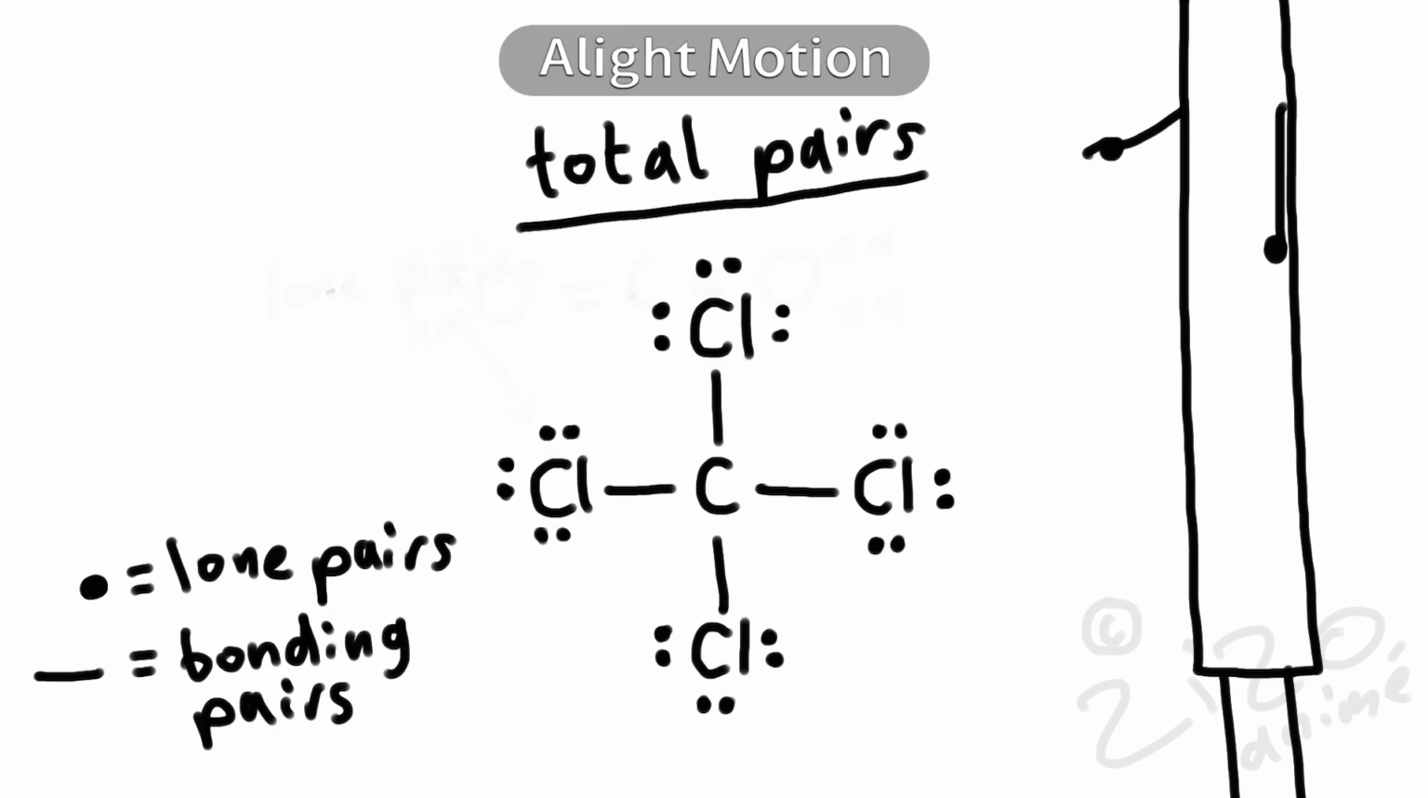These are the pairs of valence electrons shared between two atoms in a covalent bond. Lone pairs are the pairs of valence electrons that aren't shared between atoms in a covalent bond.